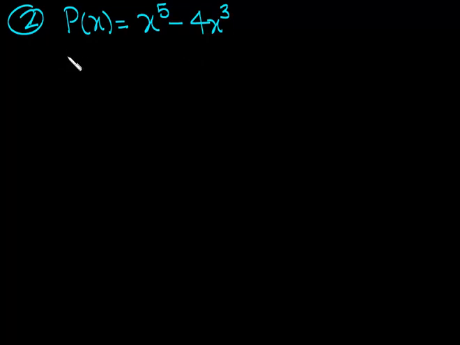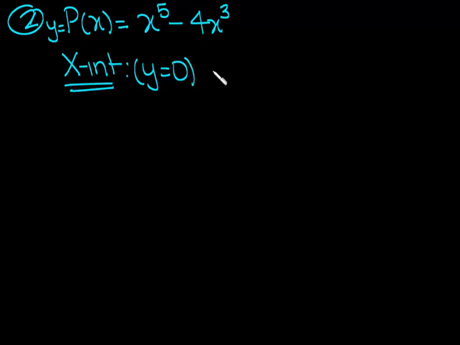The first thing we do is find the x-intercept again. To find the x-intercept, what did we do? We set y to 0. Y is the same thing as p of x, so we get y is equal to 0. So we get x to the 5th minus 4x cubed is equal to 0. So now how do we solve that?